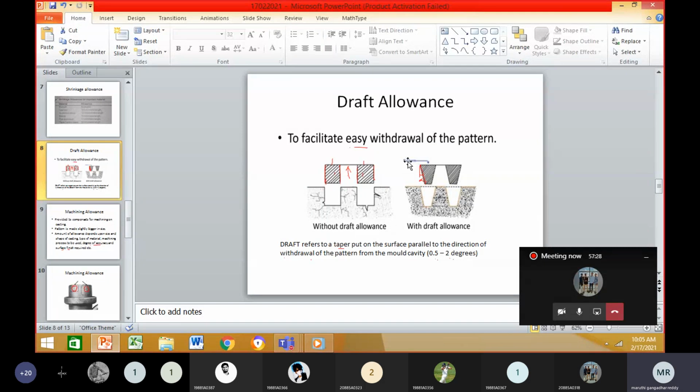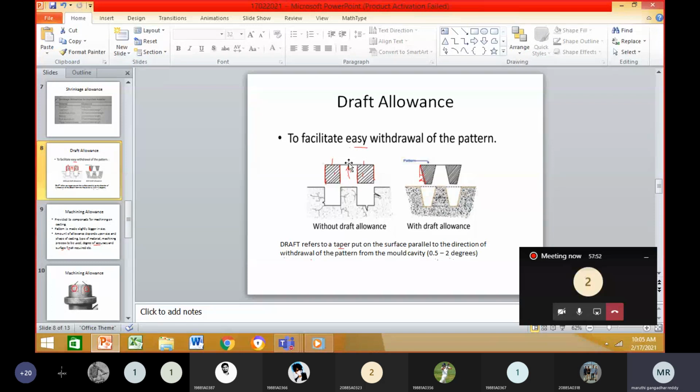Because it is parallel, sir. Parallel to what? Parallel to the surface, to the direction of withdrawal. So I am withdrawing in this direction, right? I will remove the pattern vertically upwards. That is the direction of withdrawal.